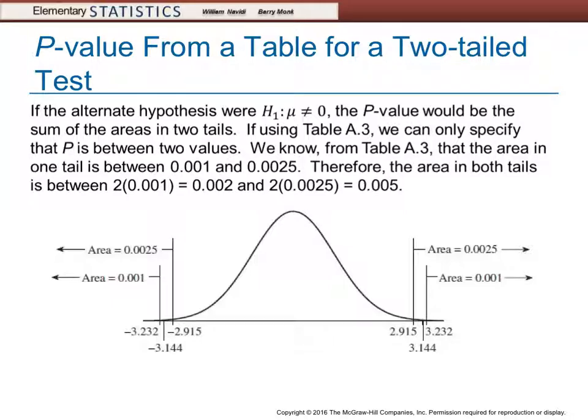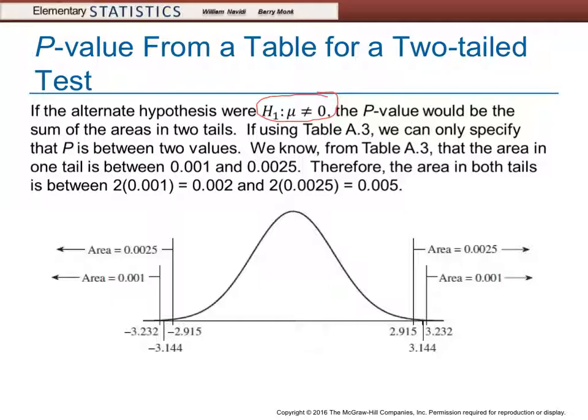So suppose we had a different hypothesis. Suppose our alternative hypothesis was H1: mu not equal to 0. The p-value would be the sum of the areas in the two tails. If using table A3, we can only specify the p-value is between two values.